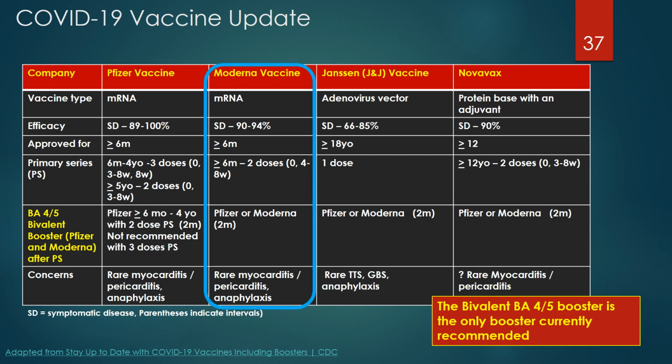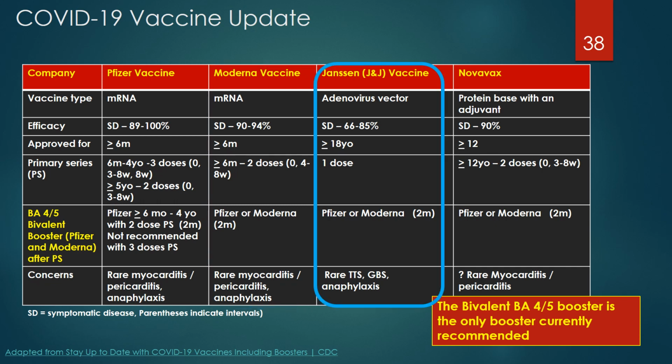The Moderna mRNA vaccine has an efficacy to prevent symptomatic disease of 90 to 94%. The Moderna vaccine has been approved for those 6 months old and older and is administered in a 2-dose primary series. Rare but serious adverse reactions include anaphylaxis and myocarditis. Myocarditis is most commonly seen in young males.